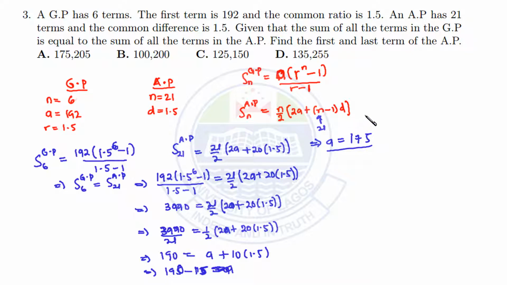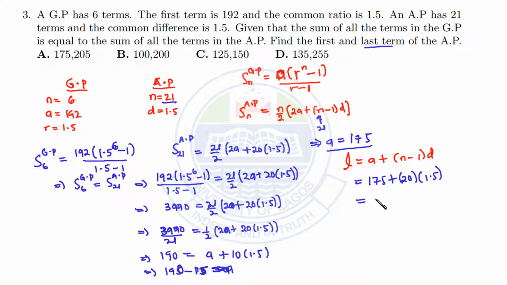Now the question says we should find the first term and the last term. So what's the last term of an arithmetic progression? The last term of an arithmetic progression is given by your first term plus n minus 1, just like your nth term, multiplied by your d. And we have our first term now to be 175 plus n minus 1. Don't forget that our n here is 21. That's 20 times my common difference, which is 1.5.